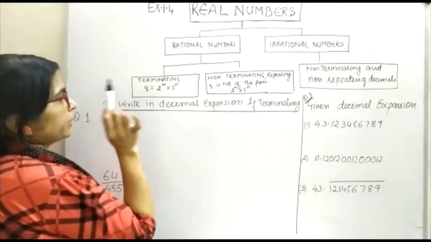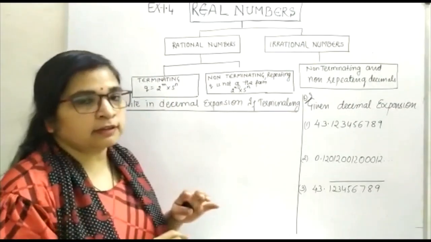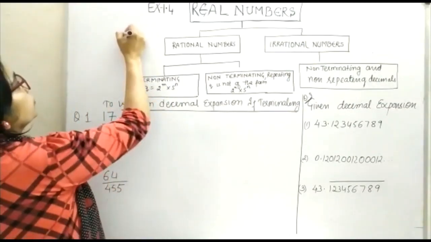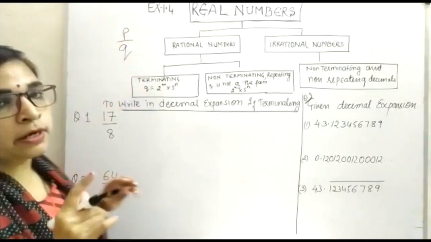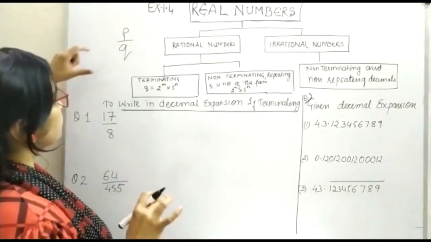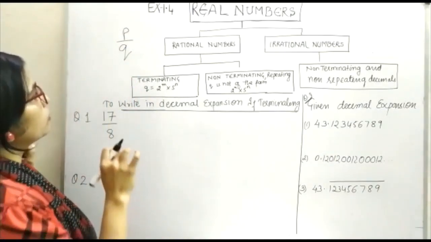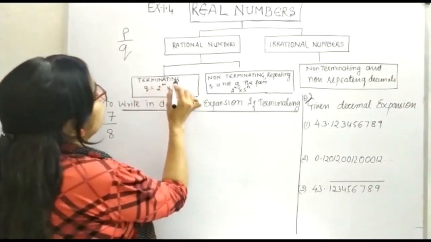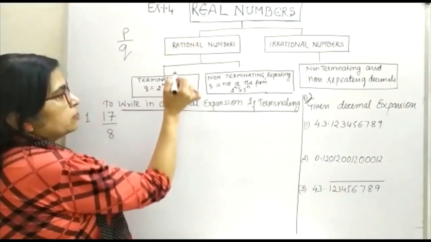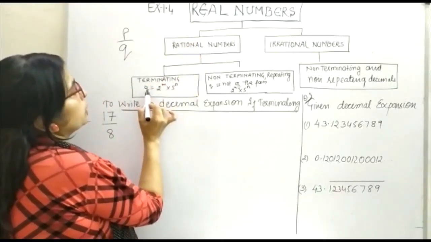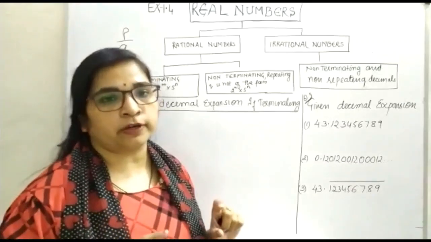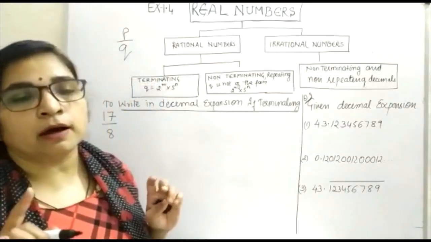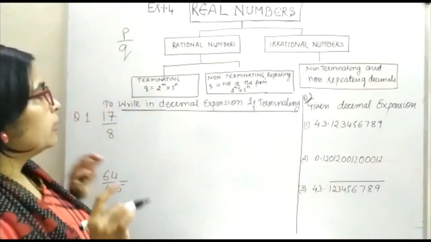If it is terminating, we know that the rational number is of the form p by q, where p and q are co-prime. Then let us understand about the denominator of the terminating. If the rational number is terminating, then the denominator is of the form 2 to the power m into 5 to the power n, where m and n are non-negative integers.